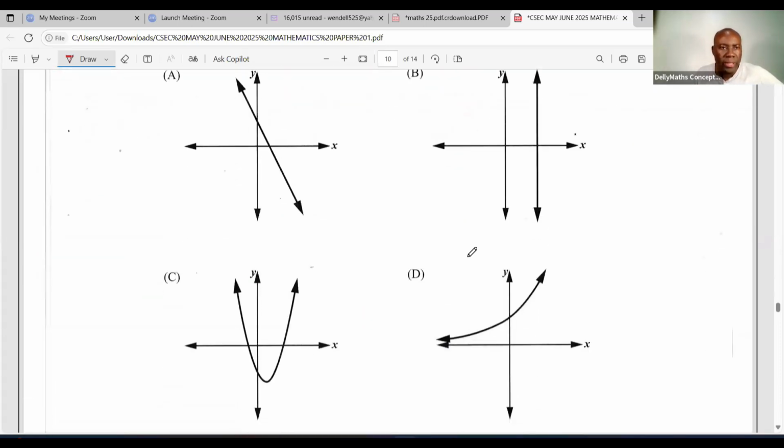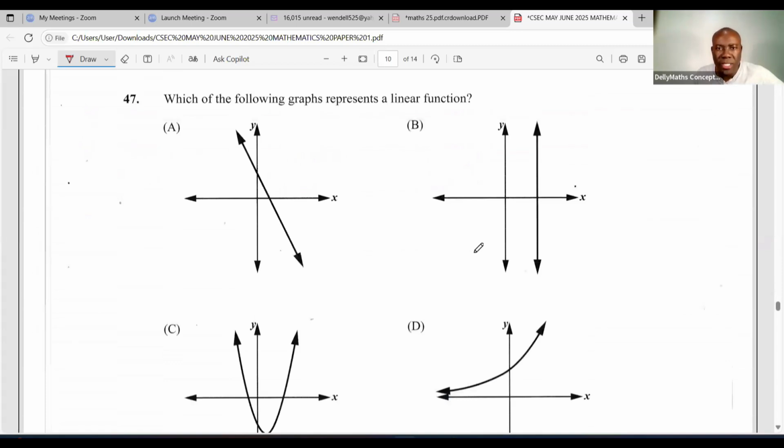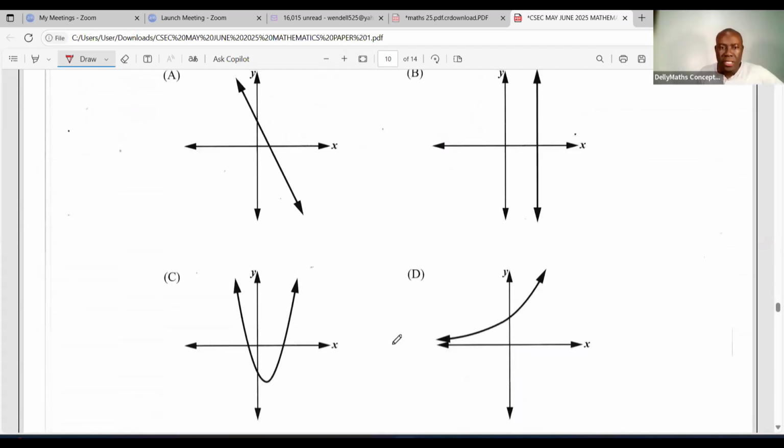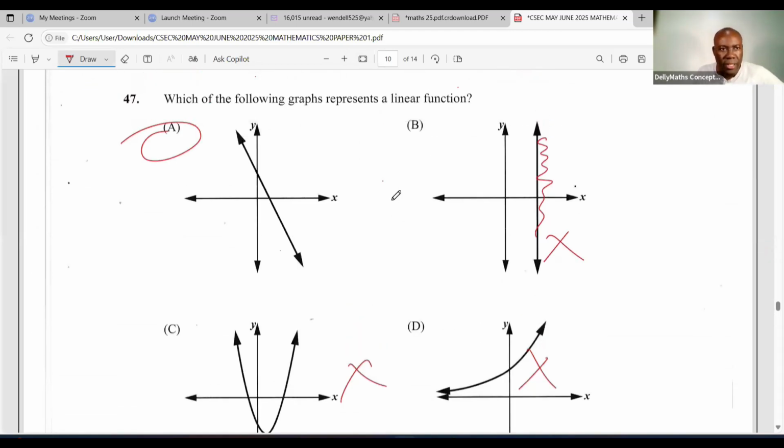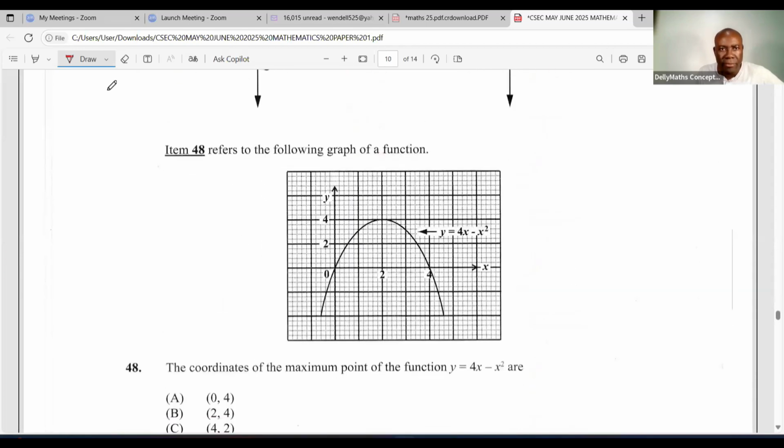All right, so in the function now, which of the following graphs represents a linear function? This one is a repeat. Linear means a straight line, so just look. So it's not this, nor this, nor this. It's this one at A. This one is not even a function, okay? All right, so the answer is A, 48. We're at 48 now, okay?